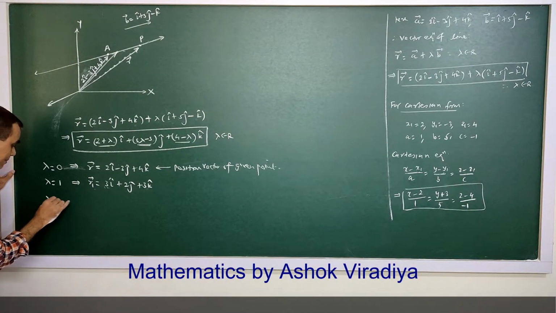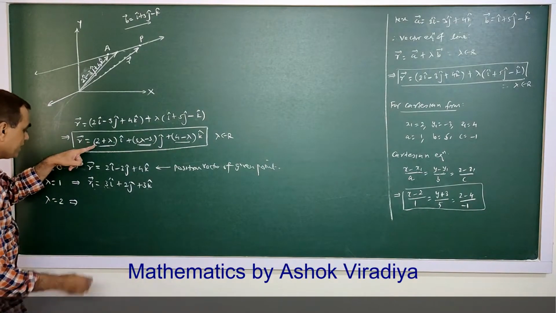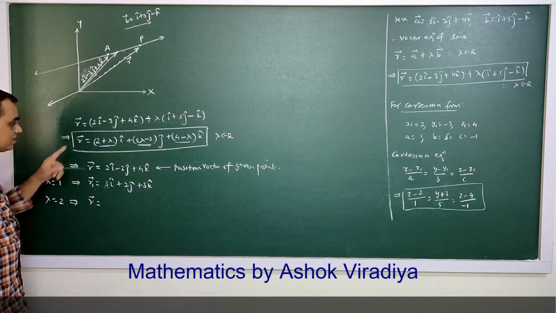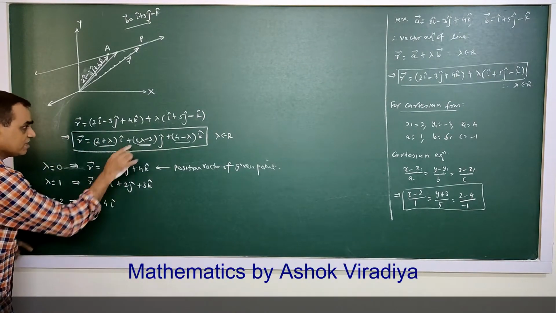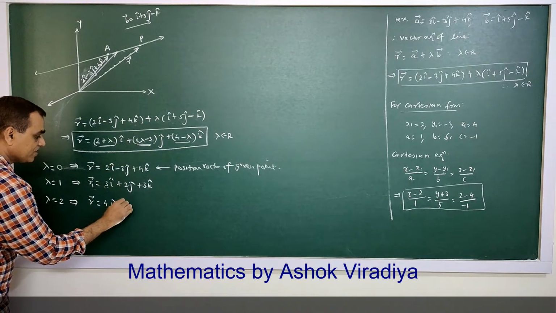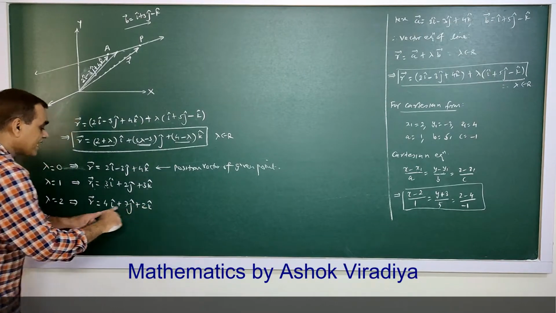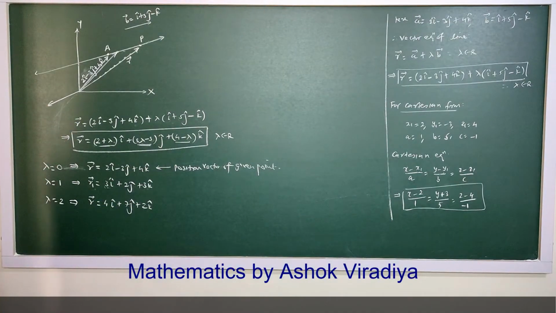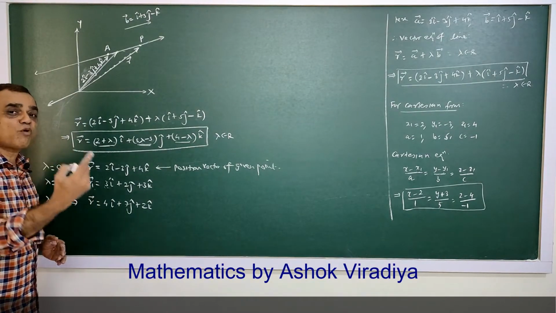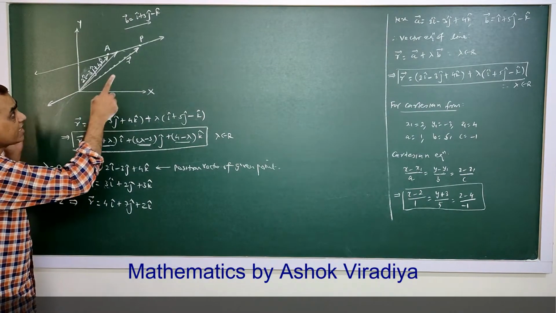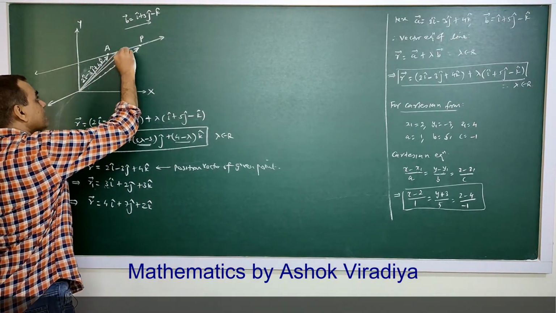Suppose I take lambda equal to 2. Putting lambda equal to 2, vector R is, putting here 2, 2 plus 2, 4i. 10 minus 3, 7j. 4 minus 2, 2k. So again a new vector. So it will be the position vector of a new point which lies on this line. So this can be the position vector of this point. So this can be vector R2.